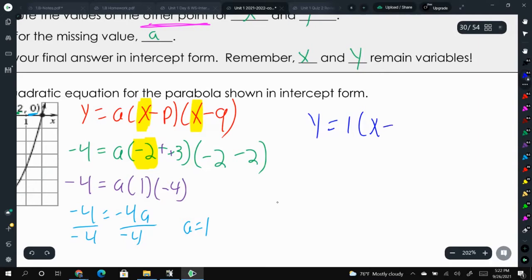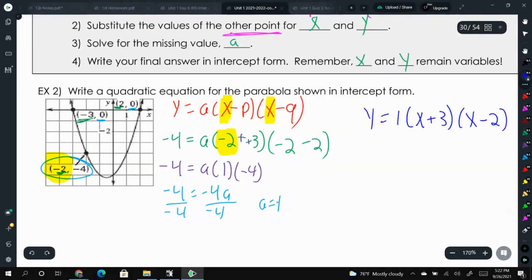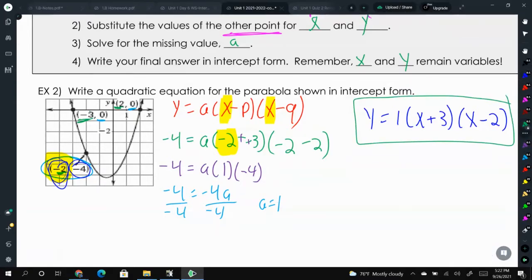X minus negative 3, so x plus 3. X minus 2. And we're done. And again, like I said before, you could get out your graphing calculator and double check by plugging in negative 2 for x and see if you get negative 4 for y in this equation here.